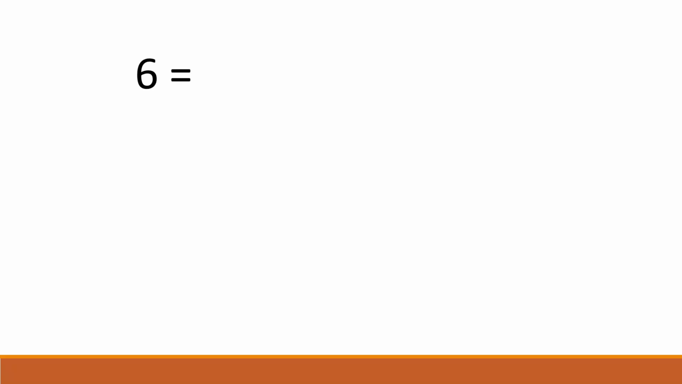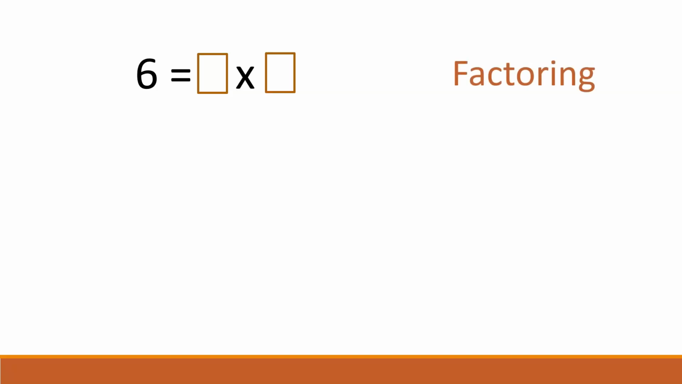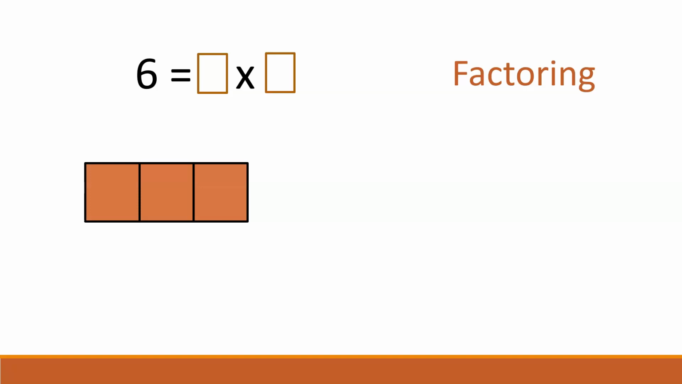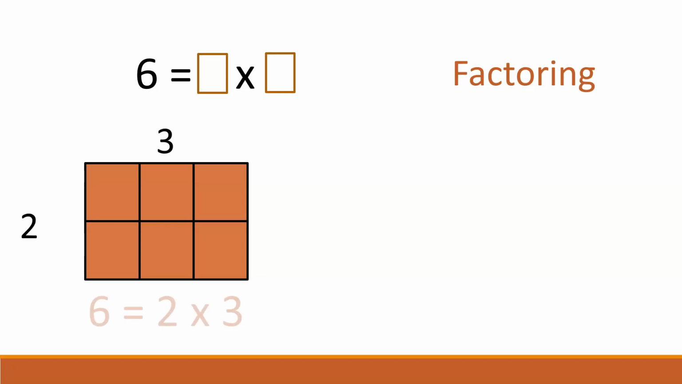When we take that process in reverse, in other words, we start with the 6, and then we want to know what do we multiply to get 6, we're doing what's called factoring. And in this case, what we know is that the area is 6, and we'd like to know the dimensions of this rectangle that will give us an area of 6. Well, obviously, we already know that 2 times 3 is 6. So one way to factor 6 is 2 times 3.